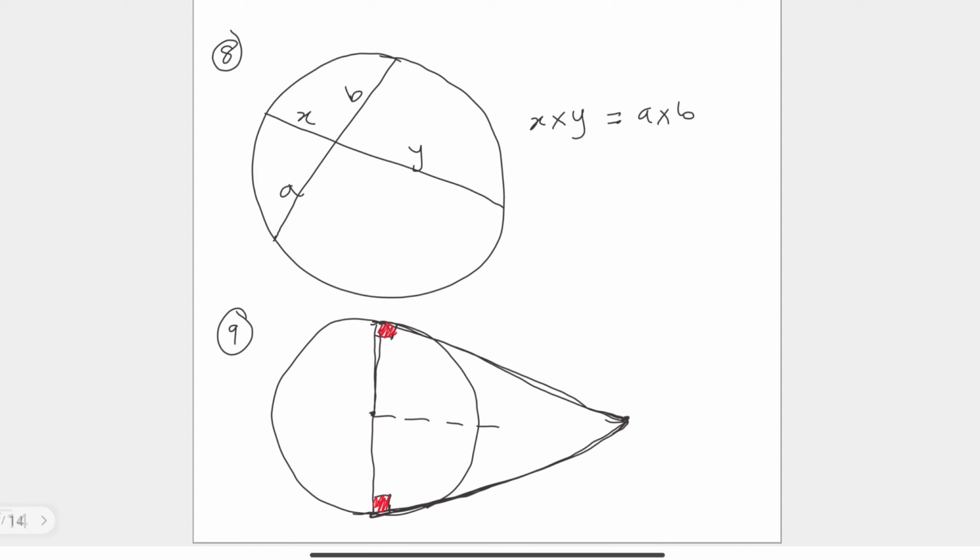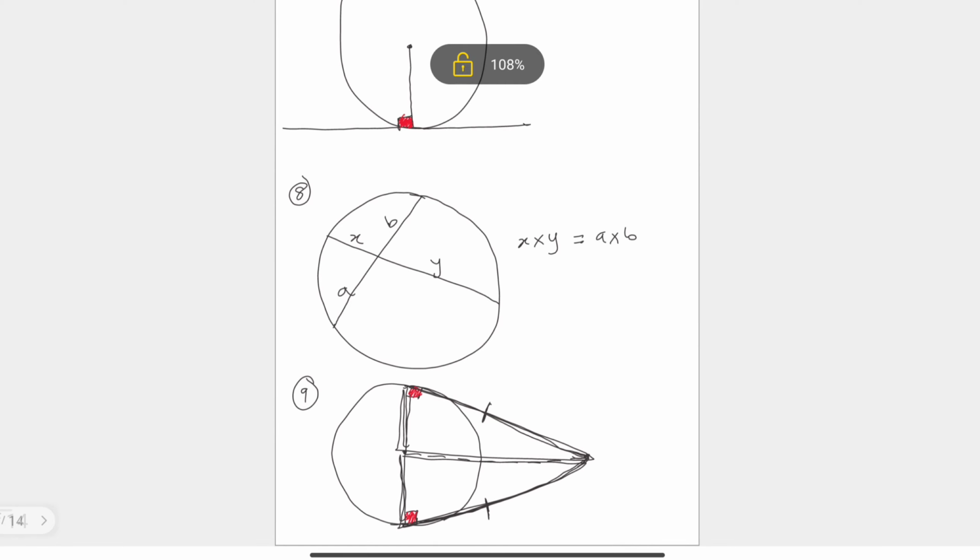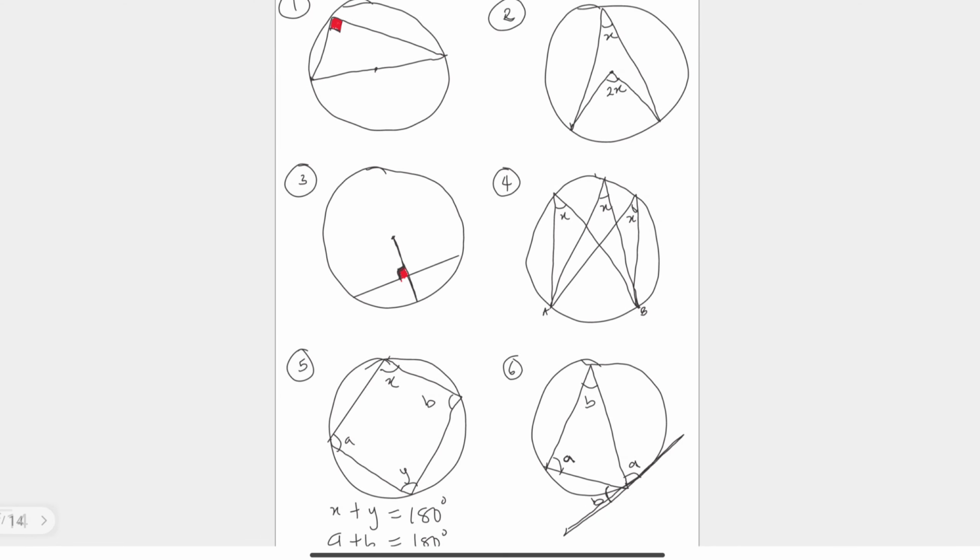If I bisect this line here, then what you are going to have is two congruent triangles. So this triangle here is going to be the same as this triangle here. I hope that is clear. So now let's look at some examples.